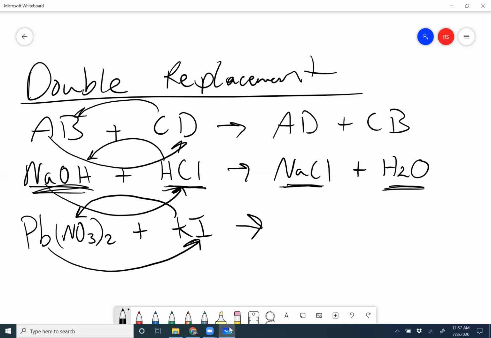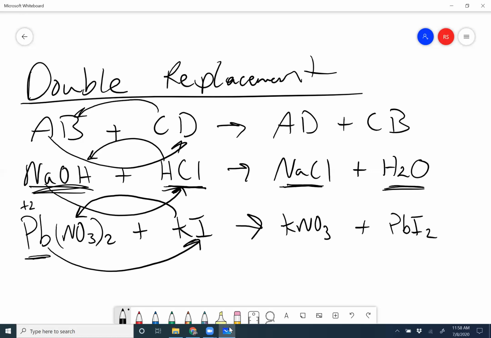When it comes to double replacement, if you have an element that has multiple charges, in this case lead 2, on the other side just leave it as lead 2. Don't make it lead 4 or any of that kind of stuff. Just leave it alone. There are some exceptions where they will switch their oxidation states, but for our purposes, we're going to ignore that. So in this case, we're going to make some potassium nitrate and we're going to make some lead iodide.